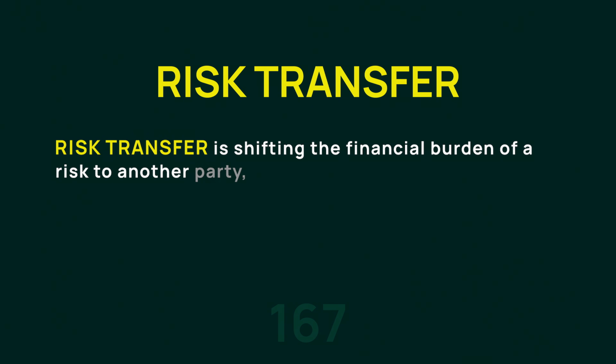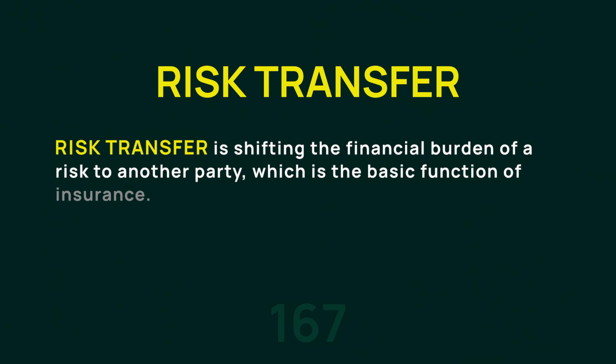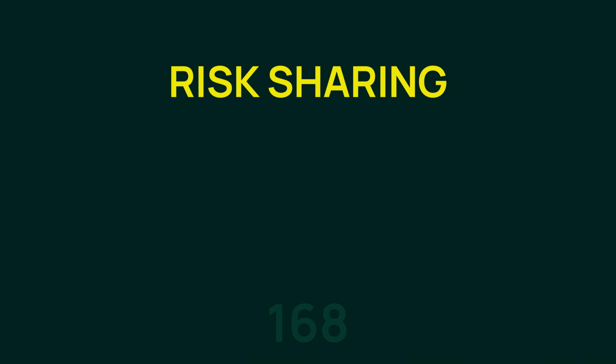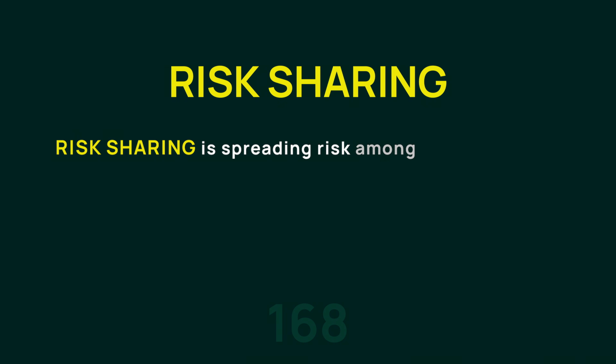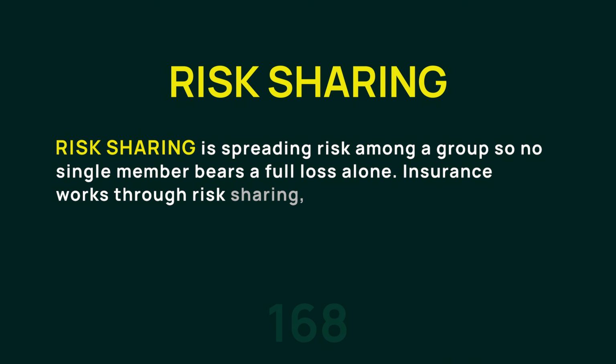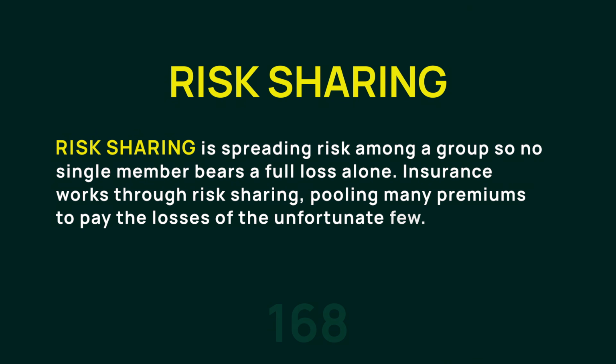Risk transfer. Risk transfer is shifting the financial burden of a risk to another party, which is the basic function of insurance. Through transfer, an insured pays a premium, so the insurer bears potential losses. Risk sharing. Risk sharing is spreading risk among a group, so no single member bears a full loss alone. Insurance works through risk sharing, pooling many premiums to pay the losses of the unfortunate few.